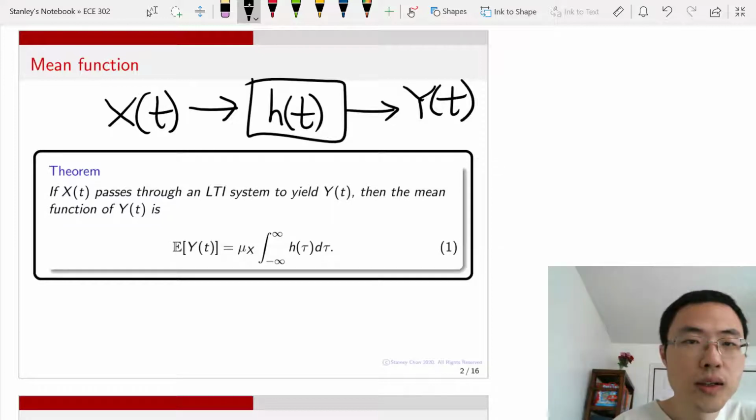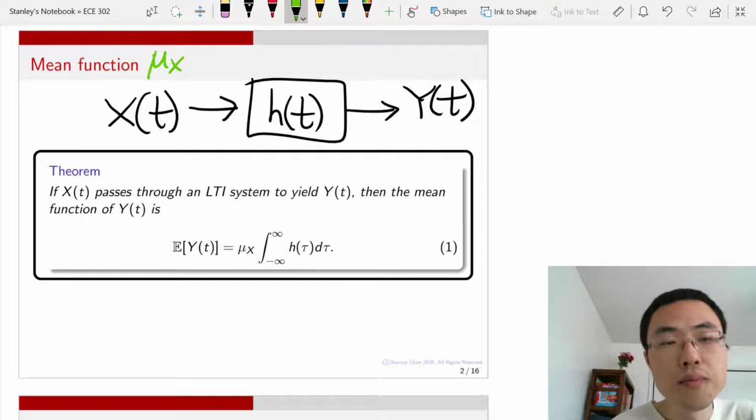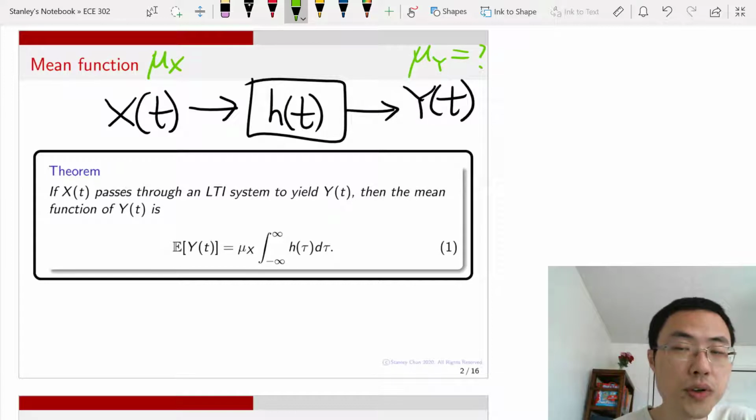We ask, suppose that the input has a mean of mu x because it is a wide-sense stationary process, and hence the mean function will become constant. So you have this mean going through this LTI system. What would be the mean of your output? Okay, so we ask, what is the mean function of the output?